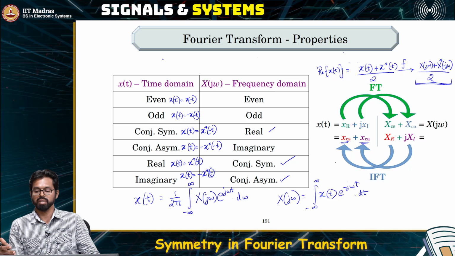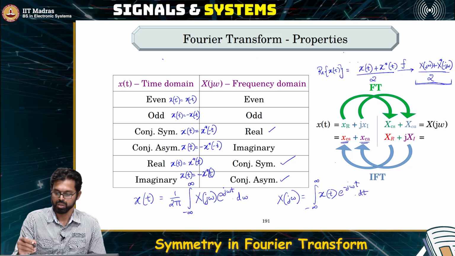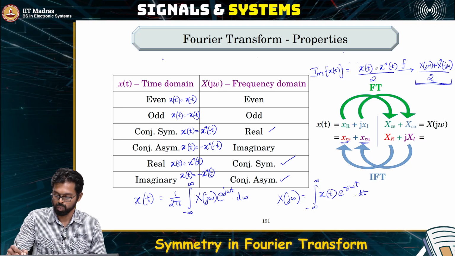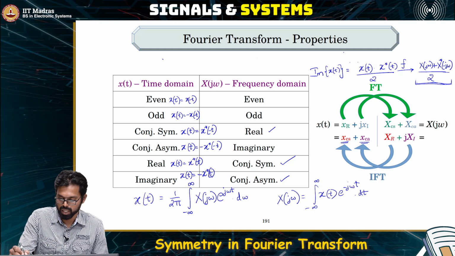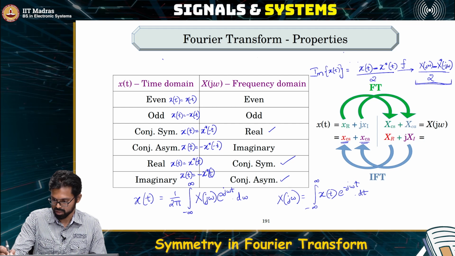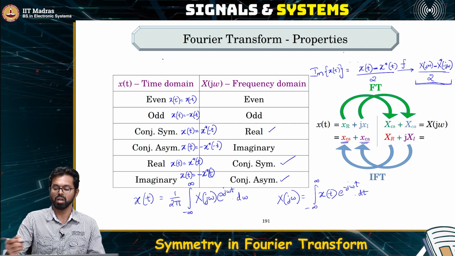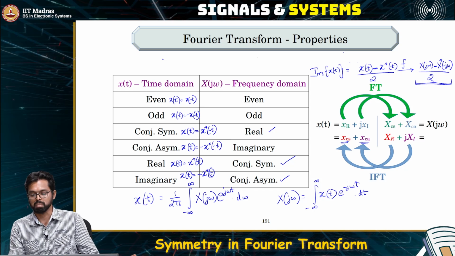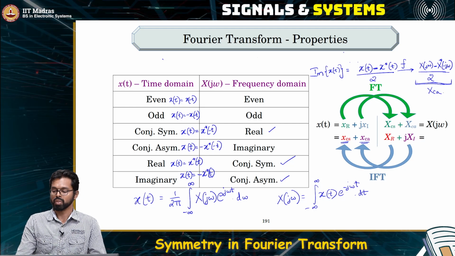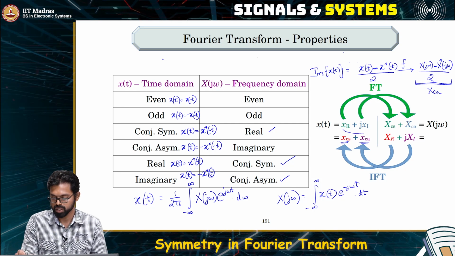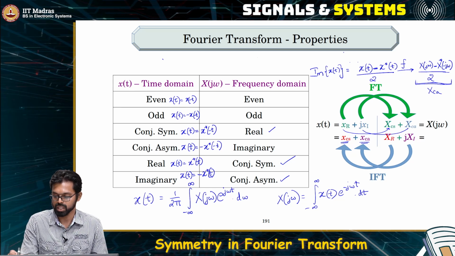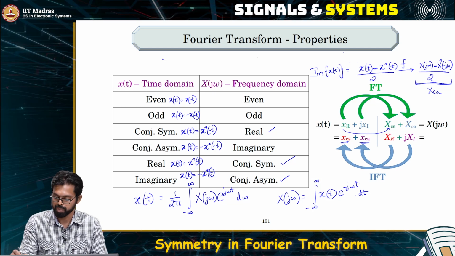By the same reasoning, we can also tell what happens in the other cases. So if I want to find the imaginary part, then what do we have here? The imaginary part is nothing but the negative. So what is the corresponding change here? There is a minus here, which gives us the conjugate asymmetric part, right? So this exactly corresponds to the conjugate asymmetric part now. So the real part of the time domain signal gives us the conjugate symmetric part of the spectrum, and the imaginary part of the time domain signal gives the conjugate asymmetric part of the spectrum.